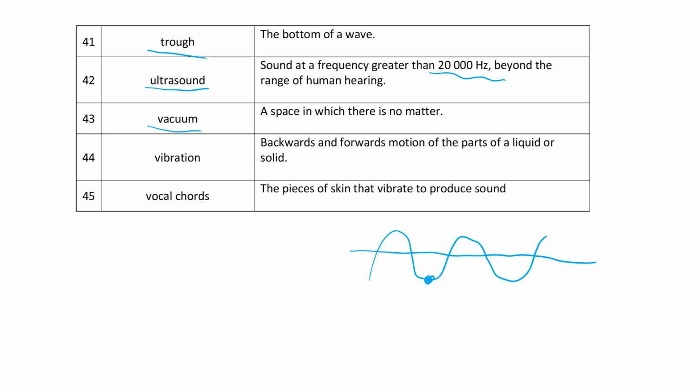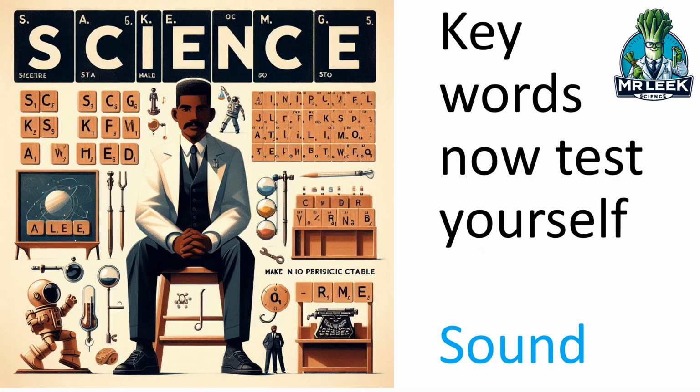Backwards and forwards motion of the parts of a liquid or a solid: vibration. The pieces of skin that vibrate to produce sound, what I'm doing at this moment in time, are the vocal cords. Now there's a lot of words in that one, okay, but it's the structure of the ear, and it also brings in a bit of light as well, which isn't a bad thing. Pause the video on each one, write down the answers into an exercise book. Try and get them all right, obviously.